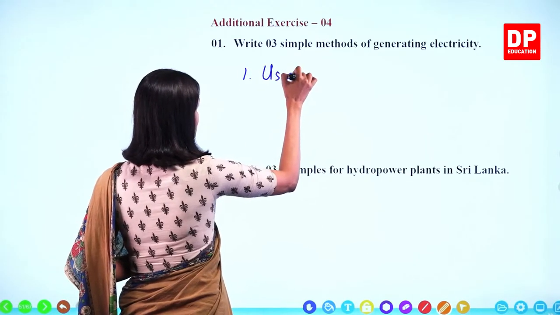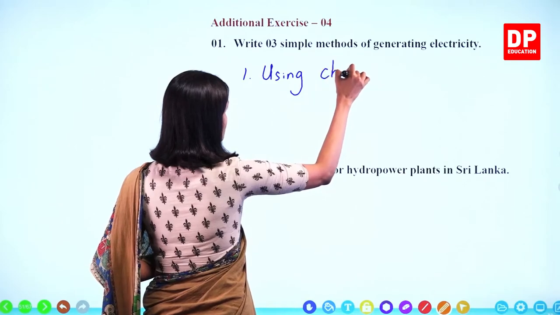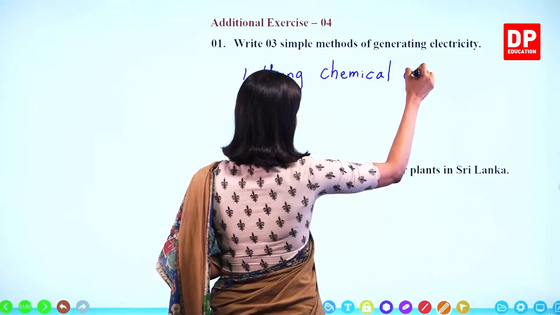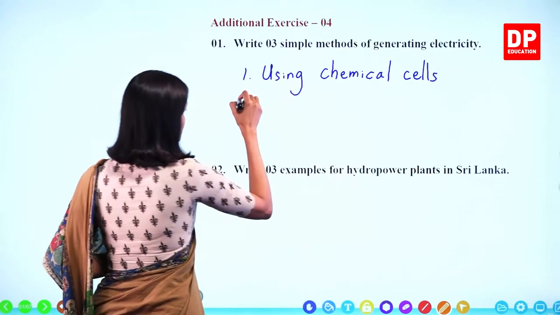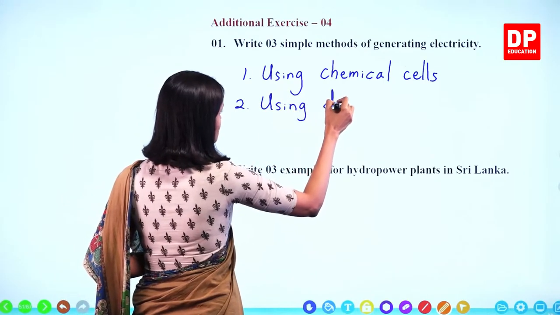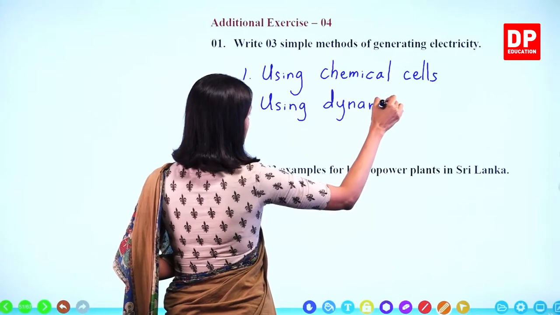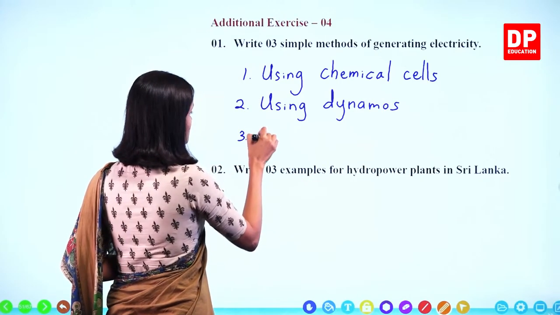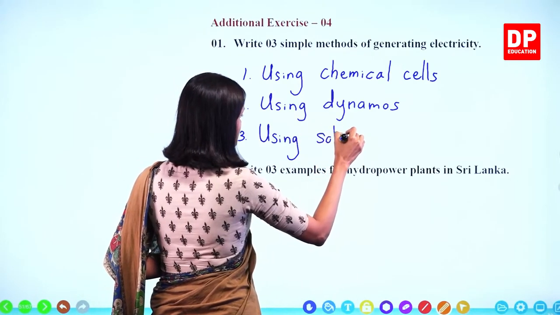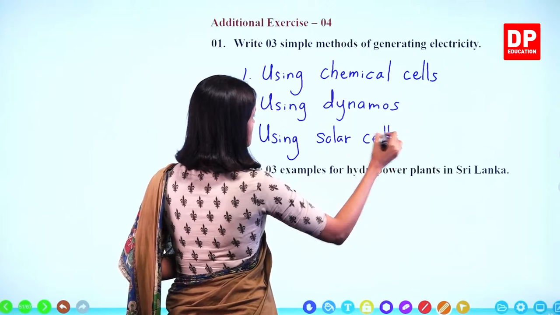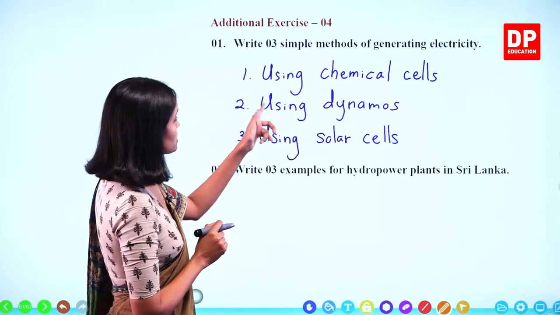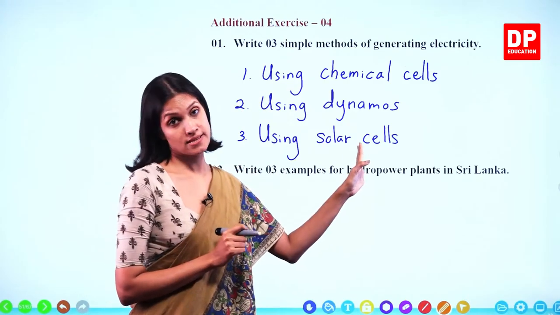Number 1. Using chemical cells. Due to chemical reactions. Using dynamos. And using solar cells. Right, children? Using chemical cells, using dynamos, using solar cells, right?